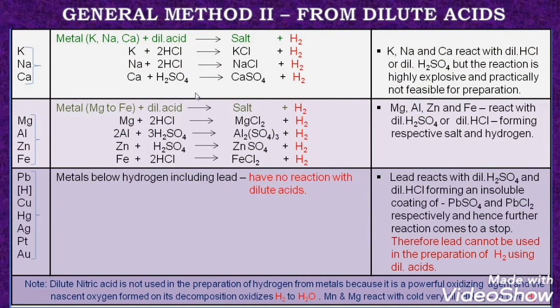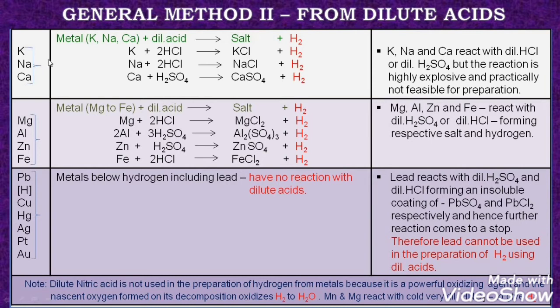The second general method of preparation of hydrogen is from dilute acids. We will be learning that in a little more detail. We have general method 2, from dilute acids. Here we have a tabular form which again makes your study simpler and easier. We have the activity series up to lead. It starts from potassium and ends at Au.